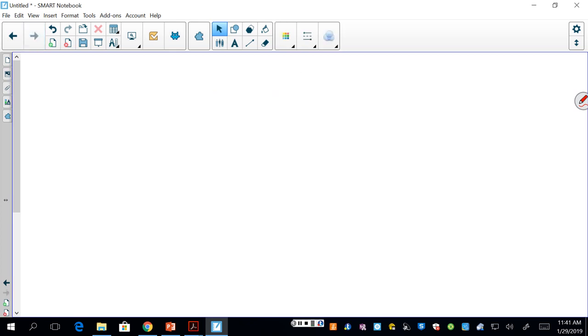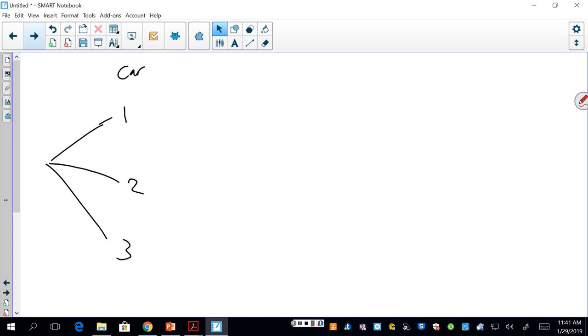So we can do a little chart here. Let's say that the location of the car is either in door 1, 2, or 3, and maybe with equal probability.